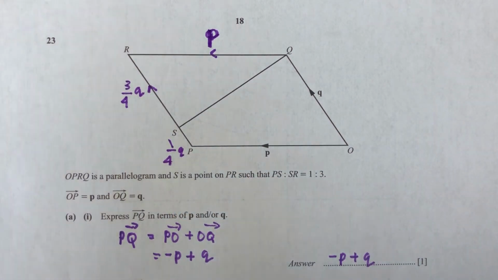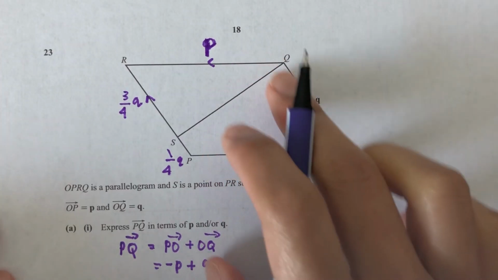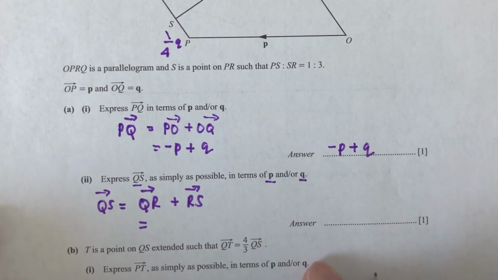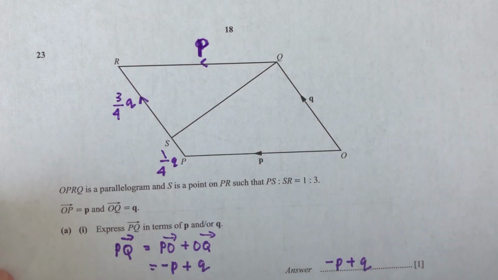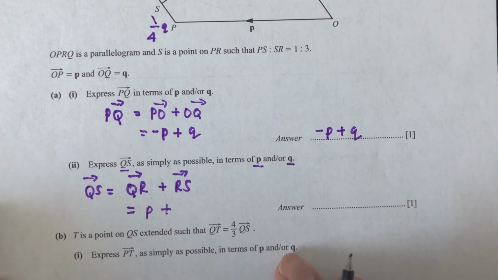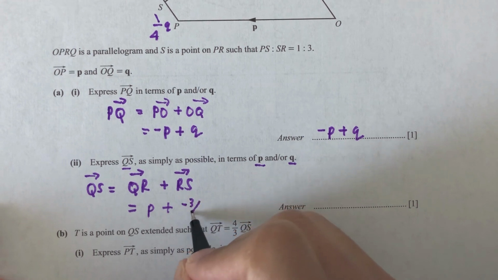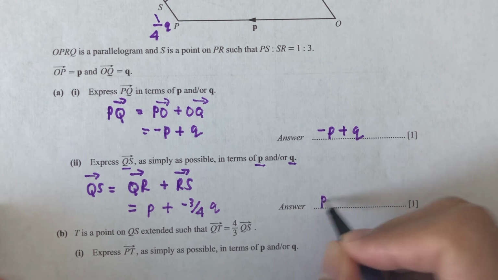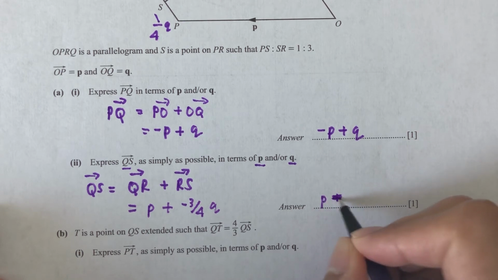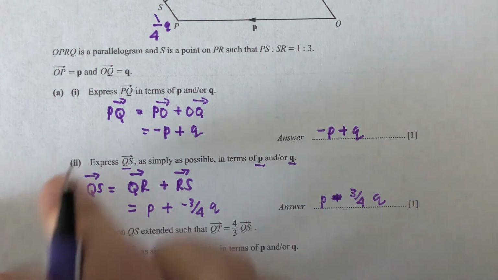Right. Okay, so now we have to replace the values in. So QR is P, plus RS is minus 3 over 4Q. So your answer is P minus 3 over 4Q. That's your answer for part 2.